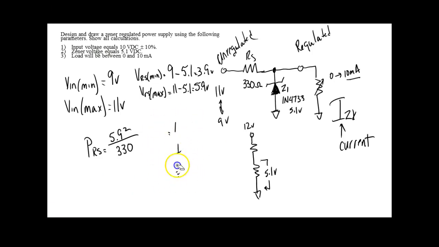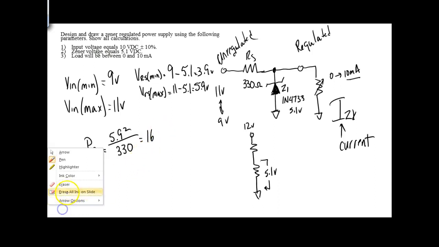Okay, so what did we come up with? 5.9 squared over 330. What's that? 106 milliwatts.